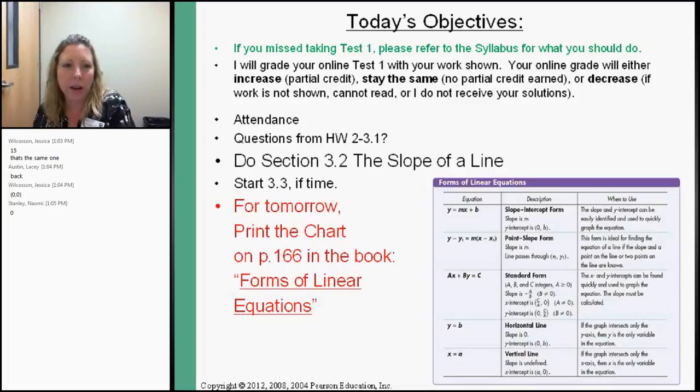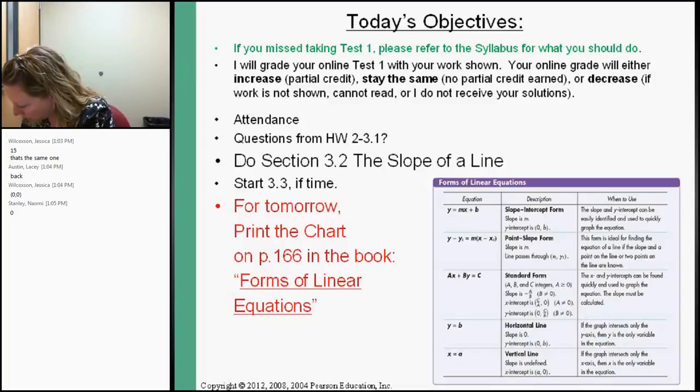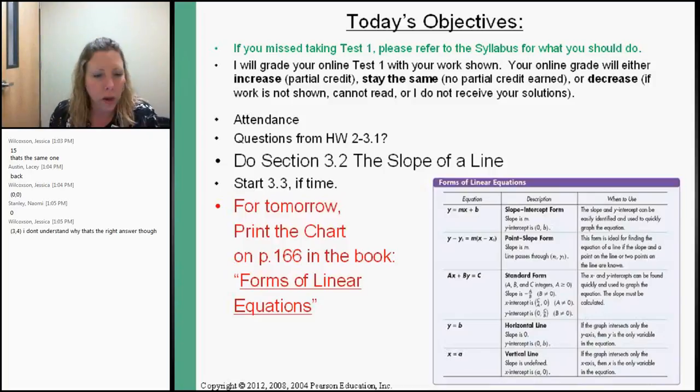When I call your name as we're going, go ahead and change your color to green. Lacey, Derek, Sarah. Danielle, Jacob, Melody. Okay, and I'll keep going.